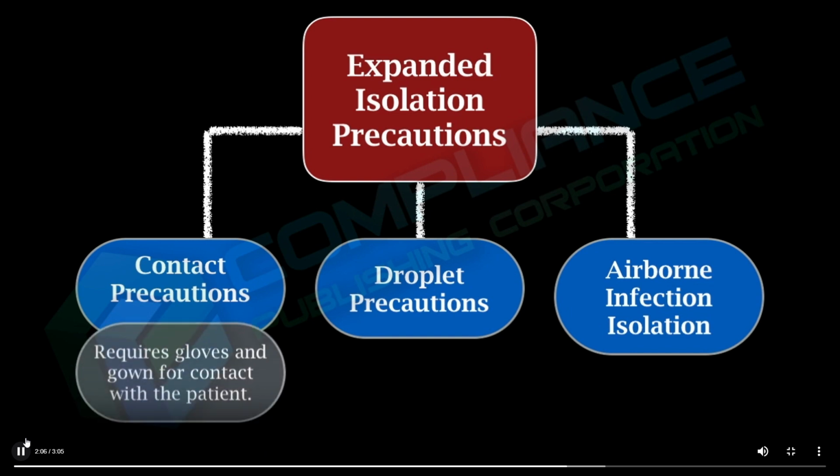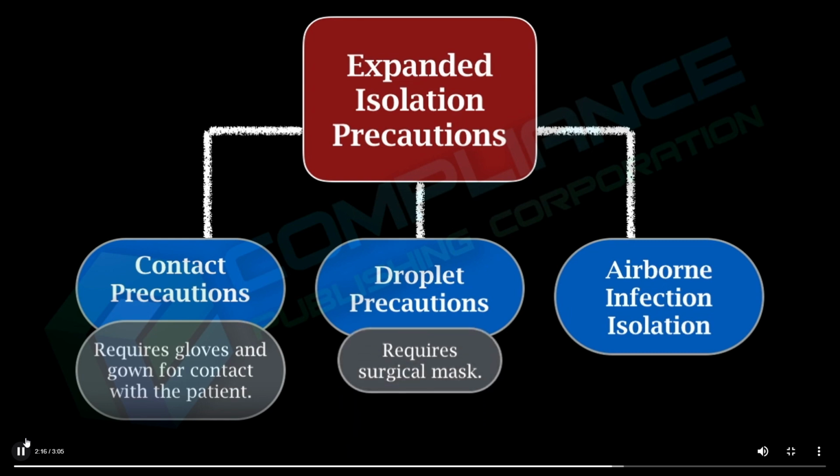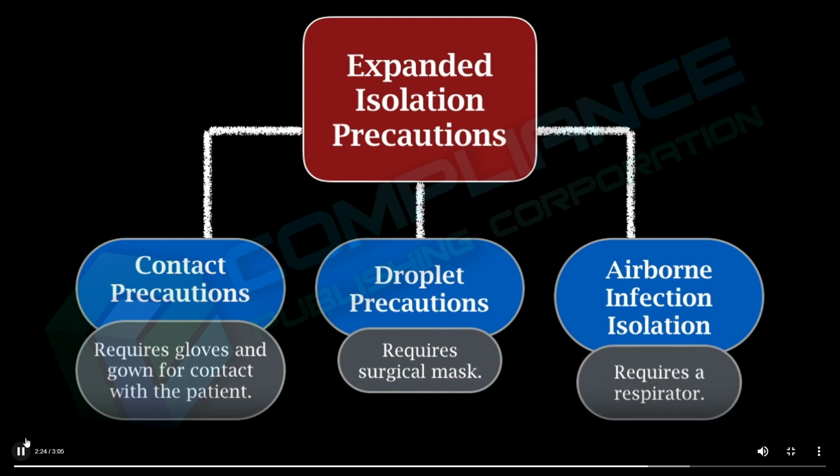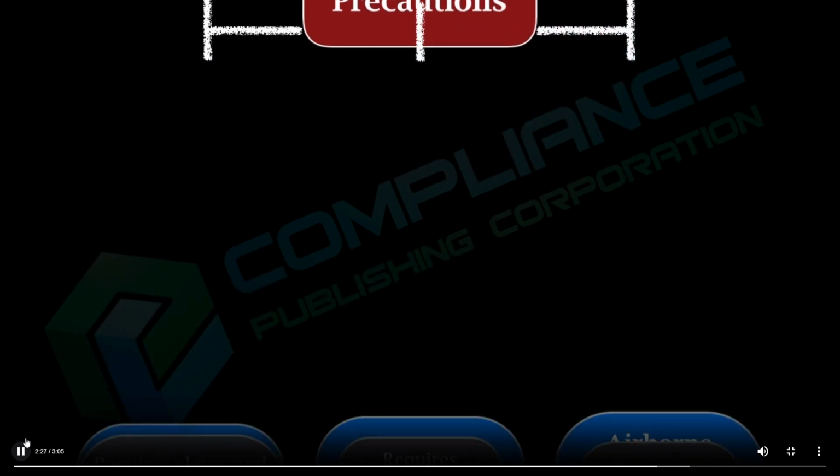Contact precautions require gloves and a gown for contact with the patient, and in some instances the use of this PPE is recommended for even entering the patient's environment. Droplet precautions require the use of a surgical mask within 3 feet of the patient. And airborne infection isolation requires that a respirator be worn.